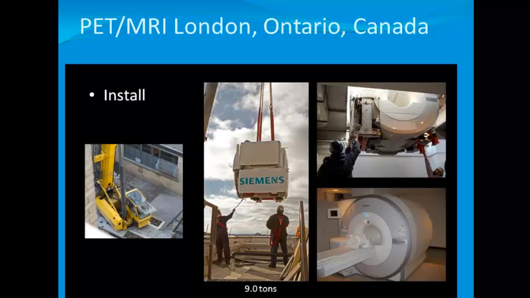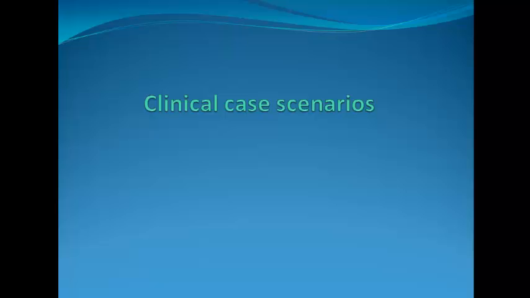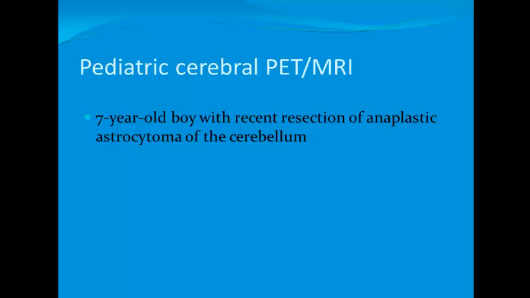Now, we do have a PET MRI in London, Ontario that was installed in 2012, and we see here the installation. It was put in by crane, as is usually the case, and it's 9 tons. It's located in one of our hospitals, St. Joseph's Hospital in London, Ontario. It's currently used mostly in research protocols at this point in time. We have not been using it in pediatrics, though. So instead of showing actual current PET MRI cases, I'll be showing fusion cases and discussing the applicability toward pediatrics of PET MR.